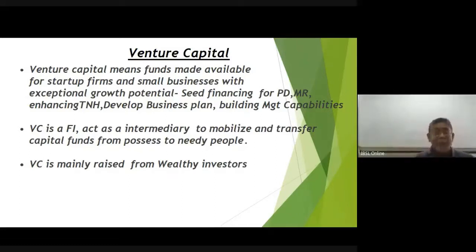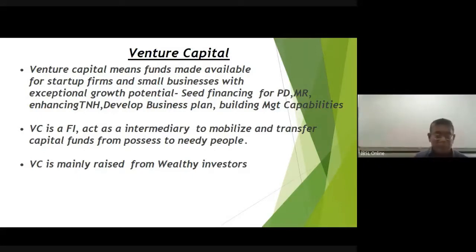You are also doing the banking job, but what is very specific? Why are they giving? To whom are they giving? Capital funds for needy people, like I told you, the SMEs, small people, small businesses. Usually, venture capital is mainly raised from wealthy investors. Only the rich investors invest their money. So one day they become the owner of that particular small business because they are giving the money.